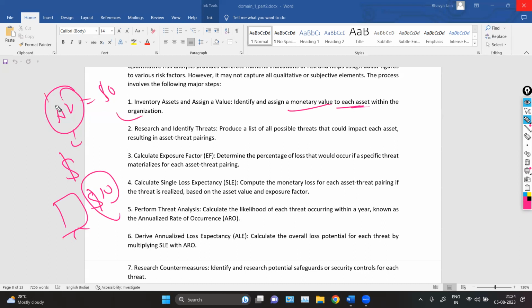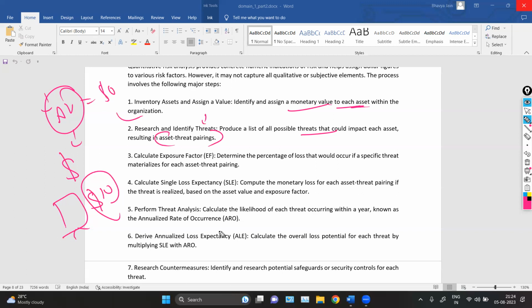It can be any asset, intangible or tangible. It can be your PC, your hardware devices, your networking devices, your software, like the software which you have purchased. Then we research and identify threats. So produce a list of all possible threats that could impact each asset, resulting in asset-threat pairings.